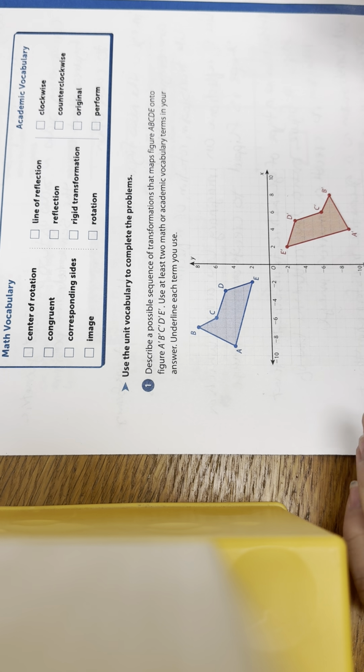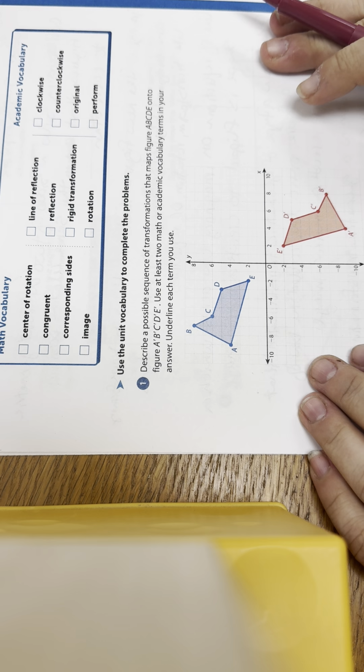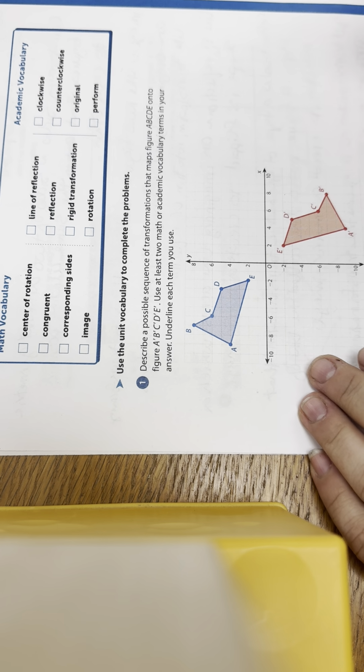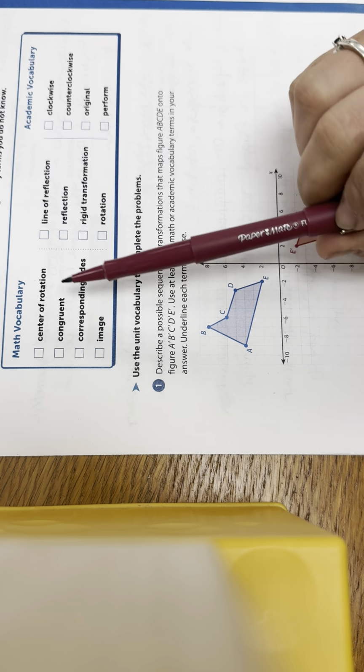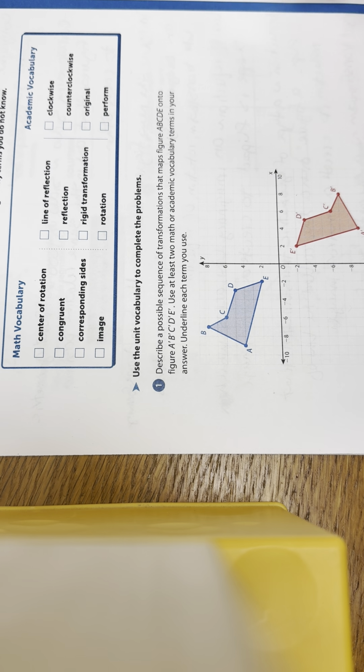So on page 75 is where the actual review starts. 74 was that reflection. So please make sure that you are doing that reflection to help you understand where you are with the understanding. So first we have this box right here of our math and academic vocabulary.